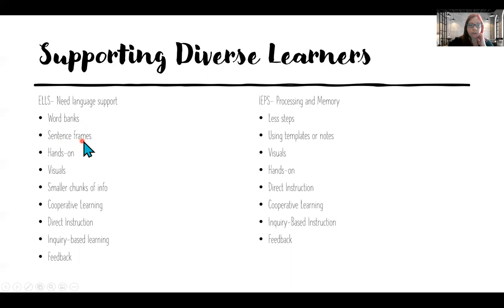So if I say, turn and talk to your partner about the meaning of independence, I might have gone over independence. I might give them a sentence frame like, I am independent when I, and then they could put, like, make my own lunch or something like that. And so sentence frames really help students with using that academic language. Using hands-on materials will help them understand it when there are language barriers as well as visuals.